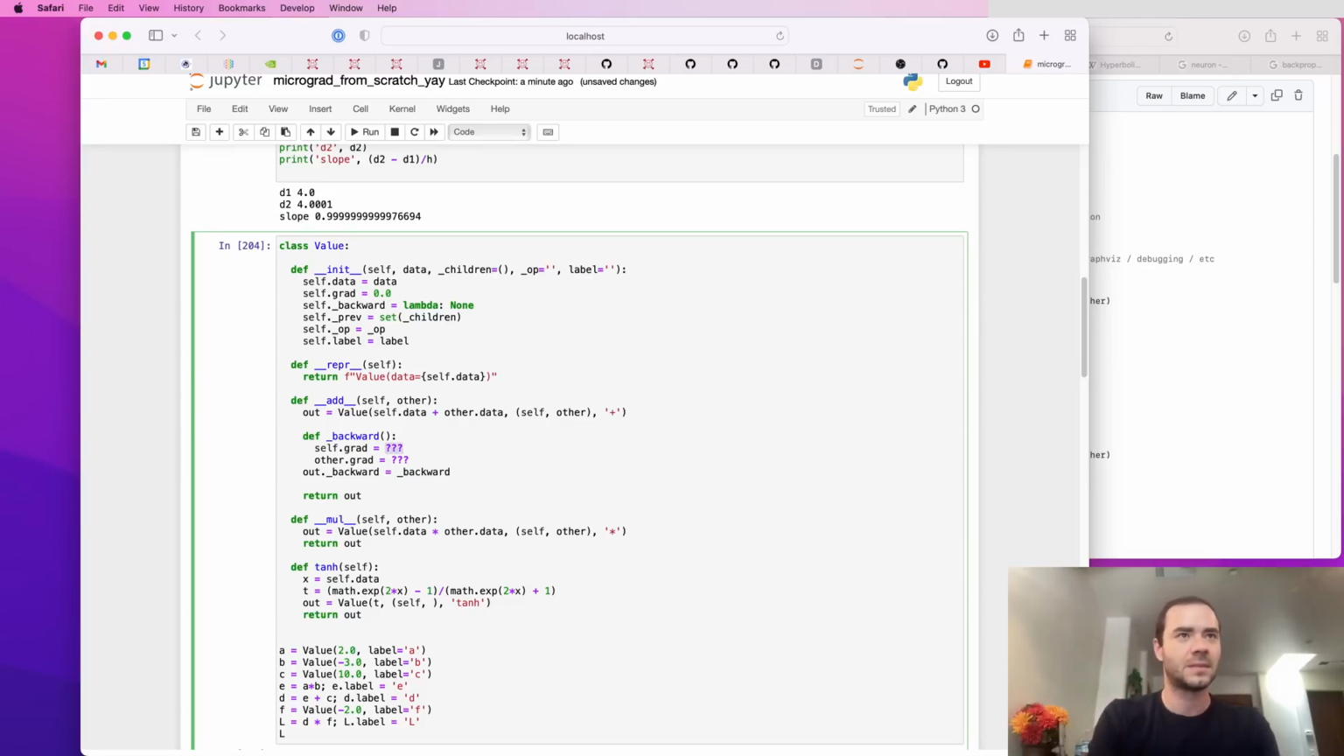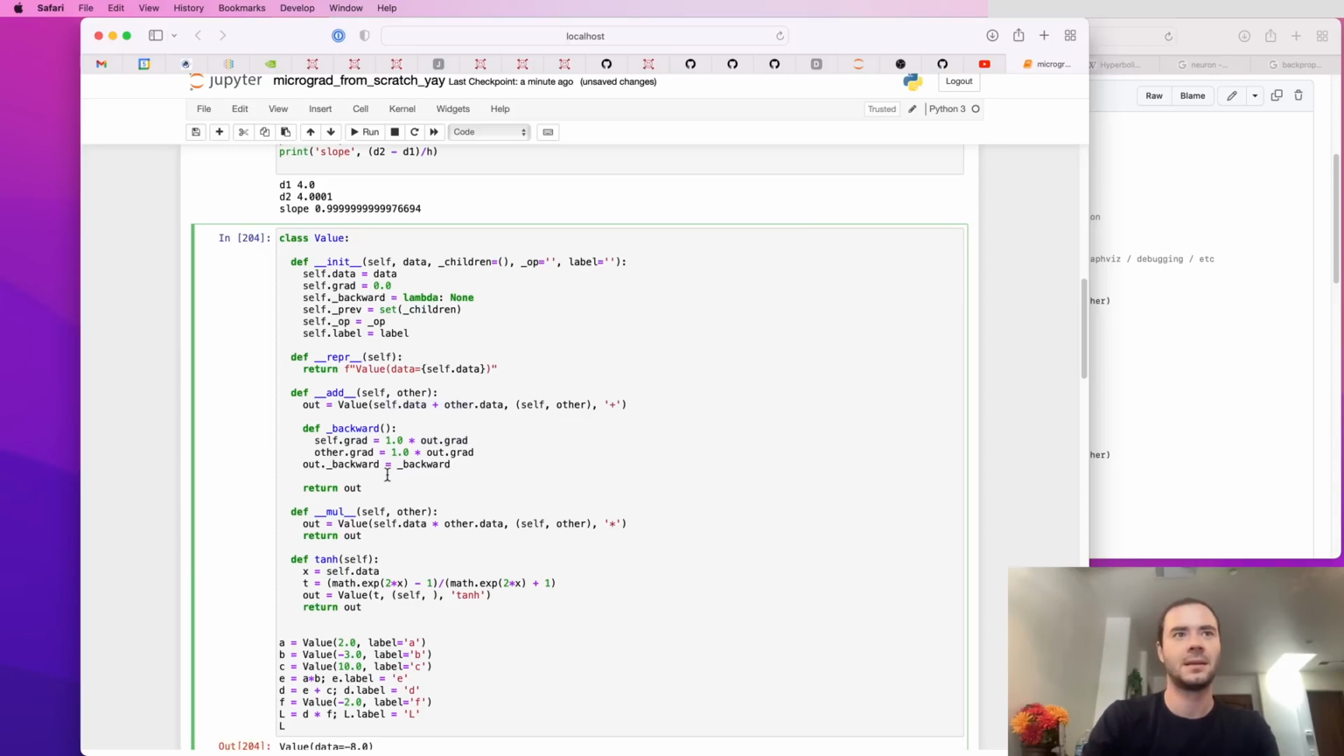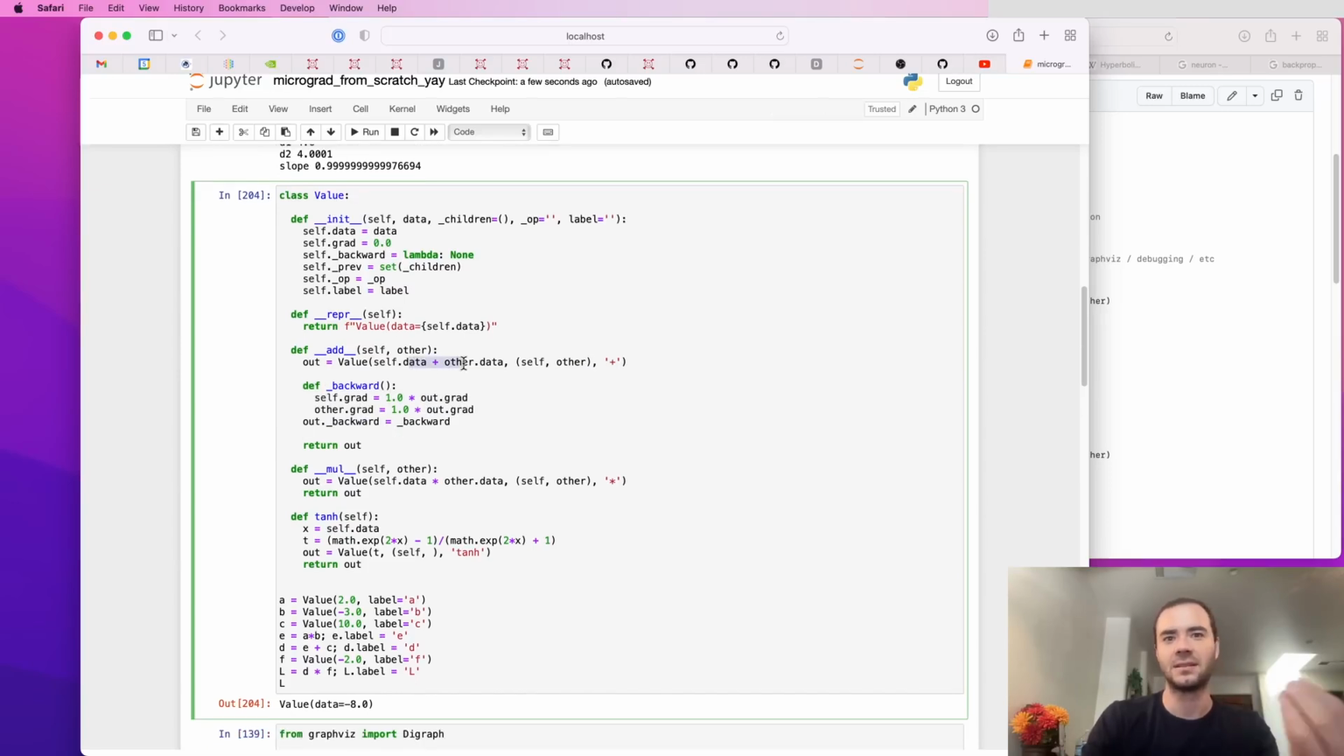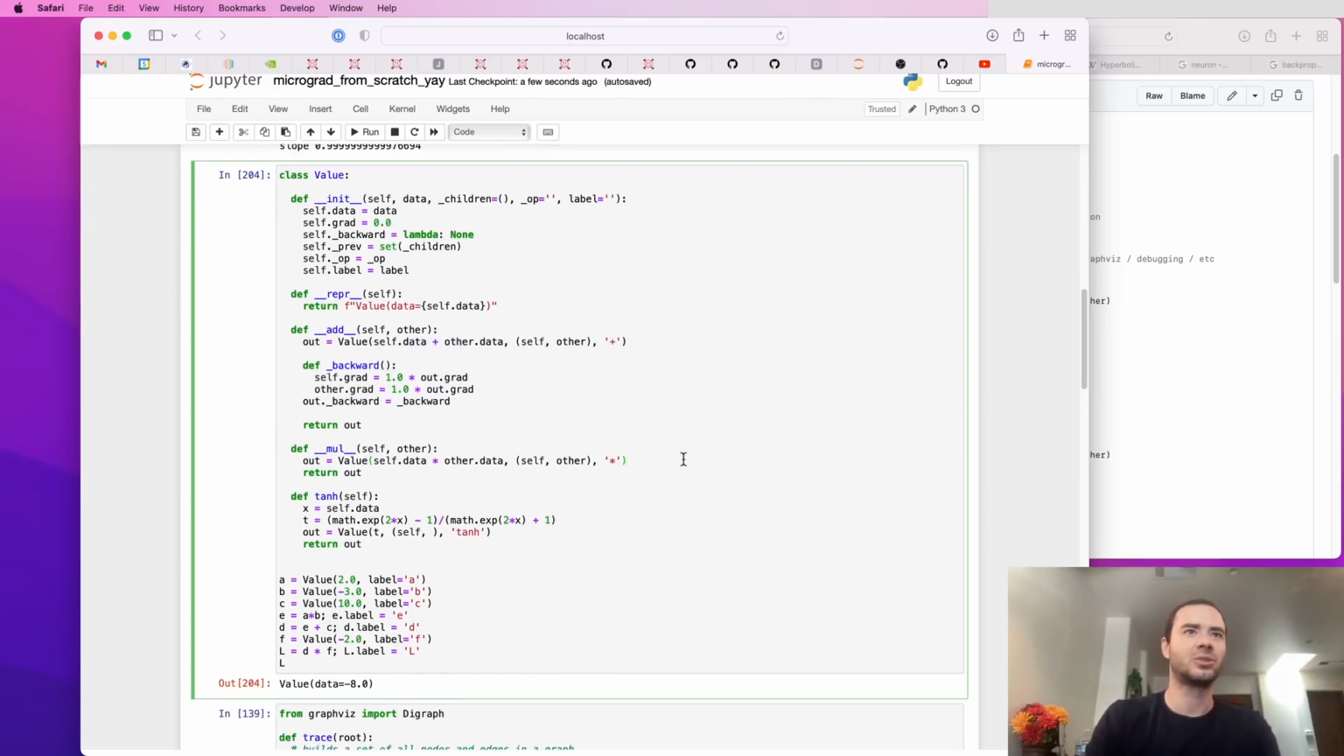So the local derivative of self in an addition is 1.0. So it's just 1.0 times out.grad. That's the chain rule. And other.grad will be 1.0 times out.grad. And what you're seeing here is that out.grad will simply be copied onto self.grad and other.grad, as we saw happens for an addition operation. So we're going to later call this function to propagate the gradient, having done an addition. Let's now do the multiplication.